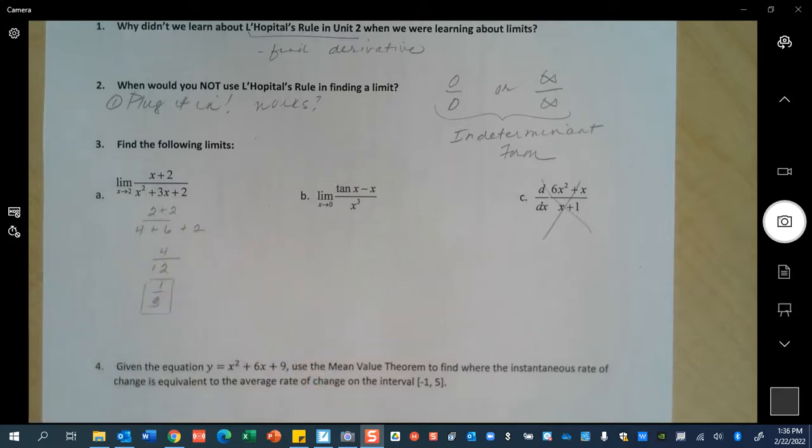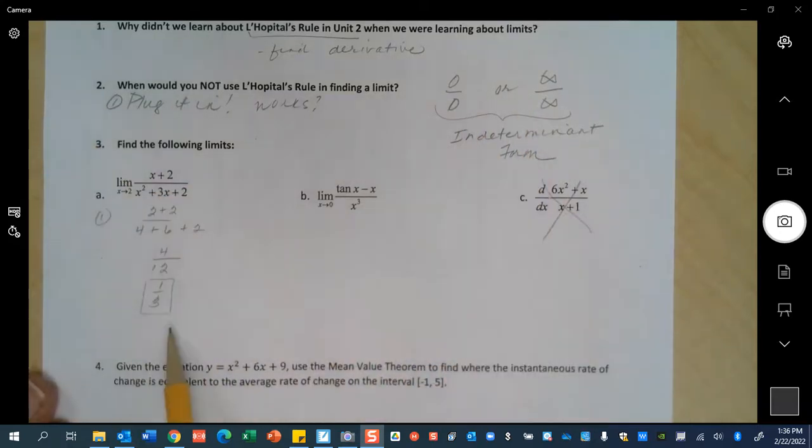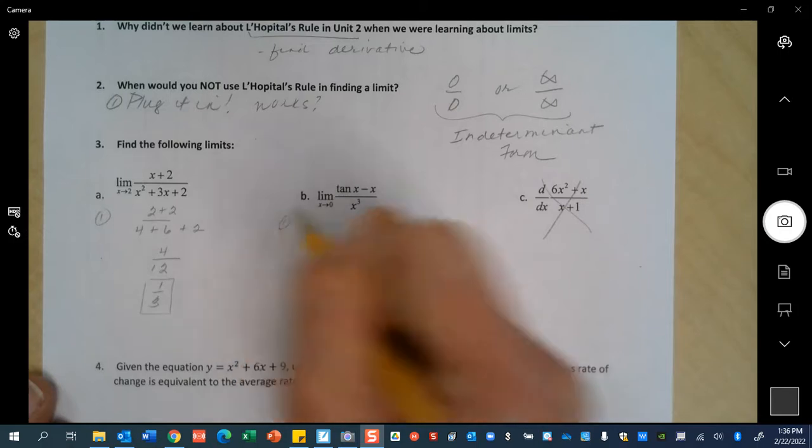Am I using L'Hopital's rule? How come? Because it's not an indeterminate form. So if somebody asks you to find the limit, you have to plug it in first, because the only time you're using L'Hopital's rule is if you get this or this. Did I get that there? Did I get that there? No. All right, let's go on and do this next one.